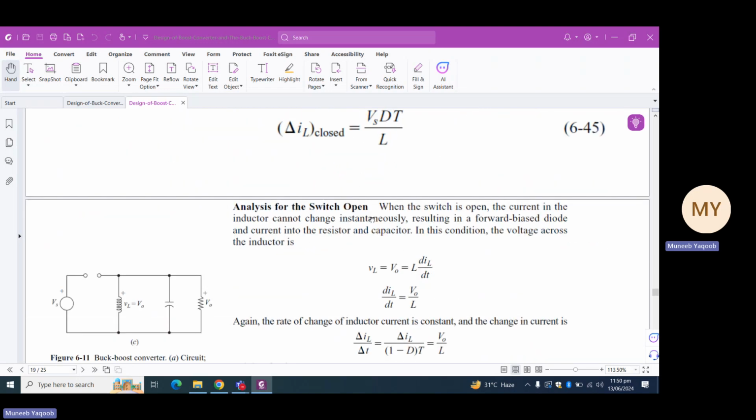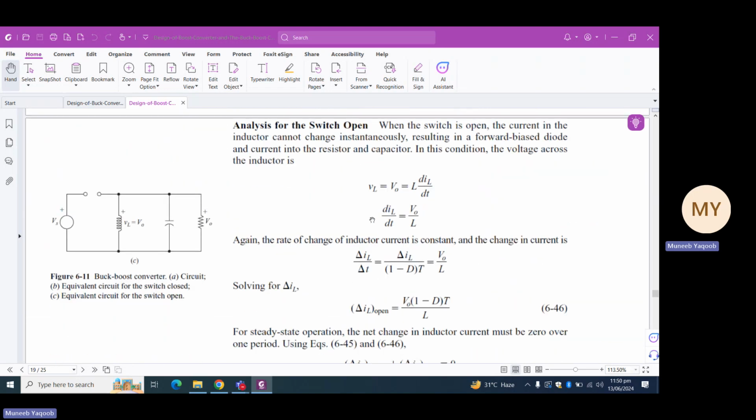So coming to the next part of this buck boost converter, when the switch is open, you can see in figure 6.11c that we can now write KVL as minus VL plus V out equals to 0, and hence VL equals to V out. Now, since VL equals to L times di by dt, we can write di by dt equals to V out upon L.